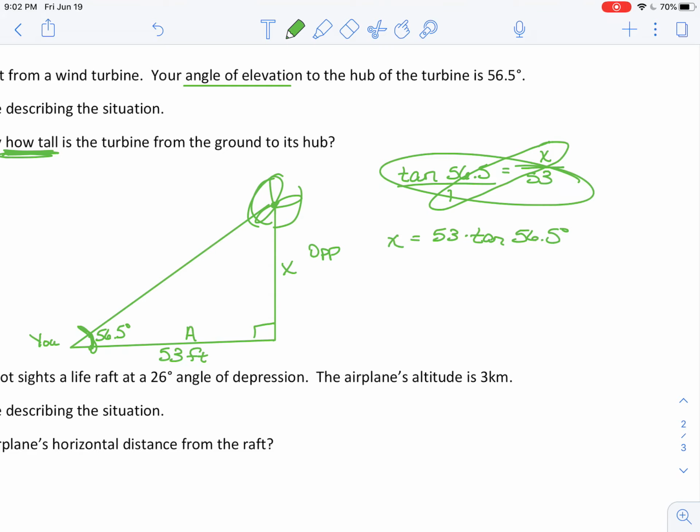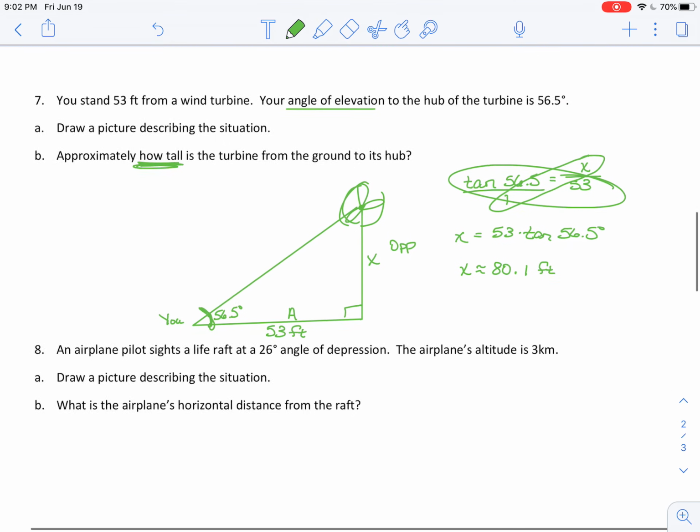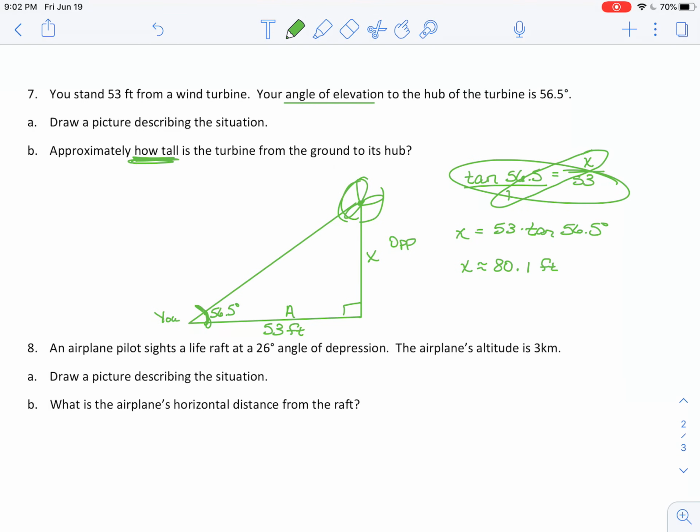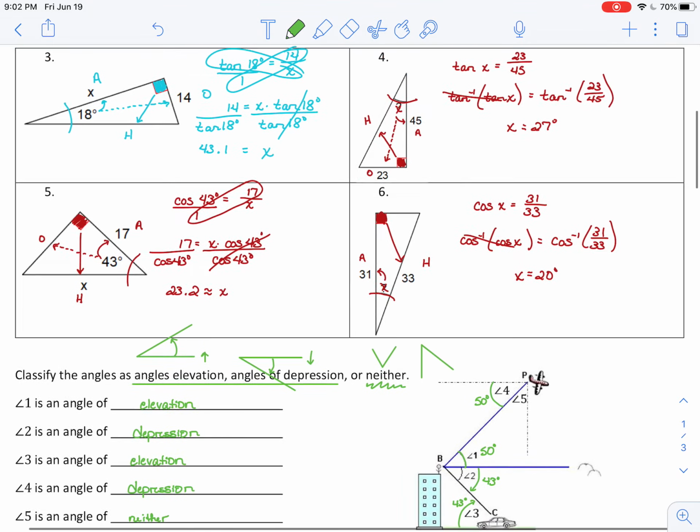Which gives me, give me a second to type it in. I got 80.07. So I'm going to just say 80.1 feet. This one didn't give rounding directions, but I'm going to go ahead and do to the nearest tenth.